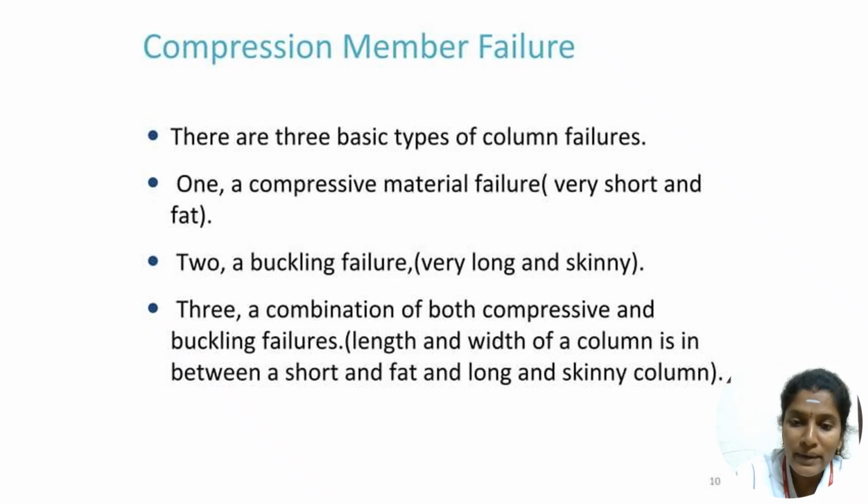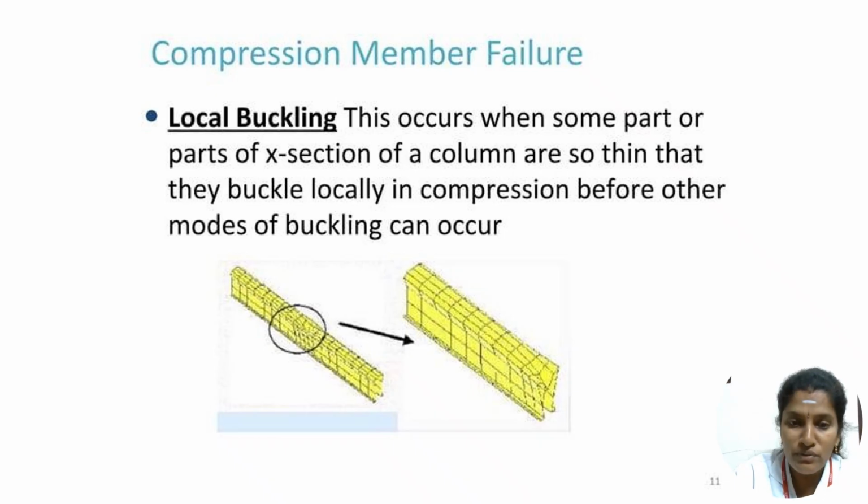Then the combination of both compressive and buckling failure, where will it happen? The combination of compressive and buckling failure will happen in columns between the strut and the long columns. The combination of the short and the medium column will get the compressive and buckling failure. So these are all the common failures.